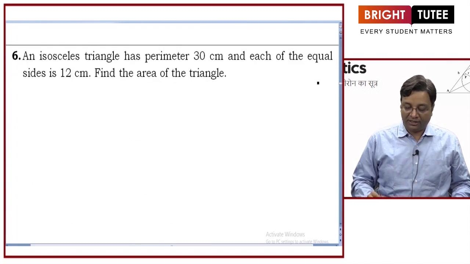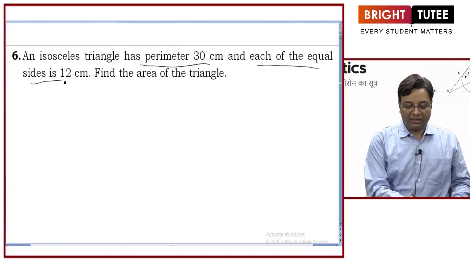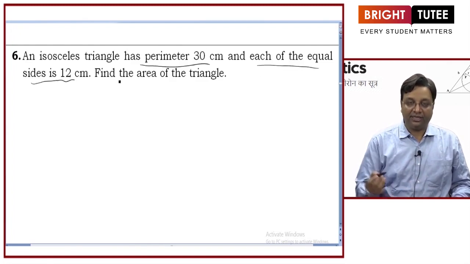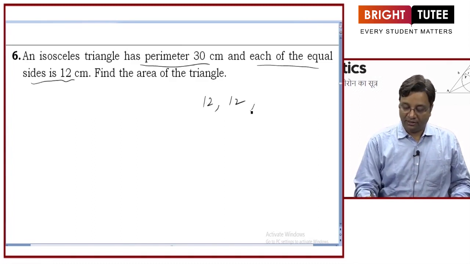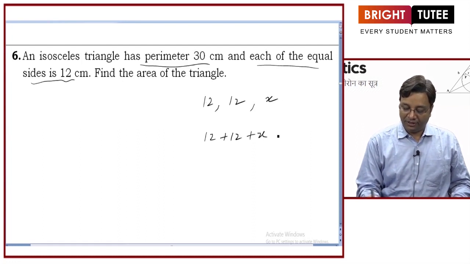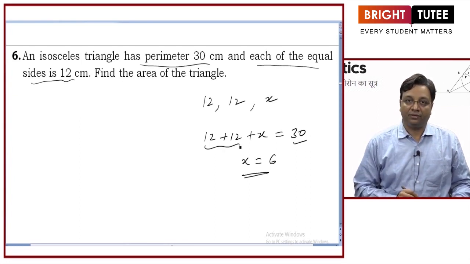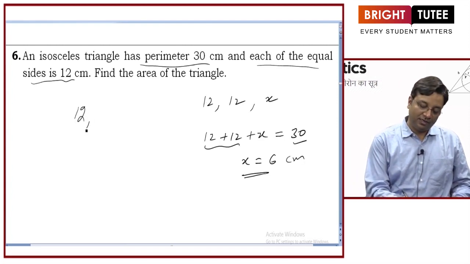An isosceles triangle has perimeter 30 centimeter and each of the equal sides is 12 centimeter. Find the area of the triangle. So, two sides are 12 and 12. Let the third side be x. So, perimeter, that is 12 plus 12 plus x, is 30. So, x is 6, 30 minus 24. So, x is 6 centimeter. Now, I have got all the three sides 12, 12 and 6.